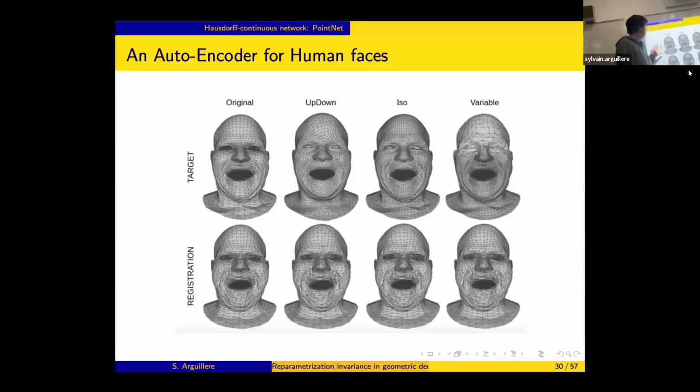We input various targets with various remeshings inside our encoder, and then we decoded it again, and we get basically the exact same face.